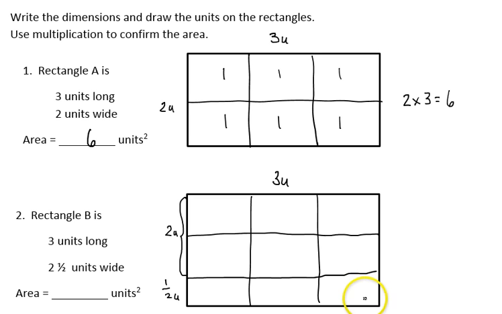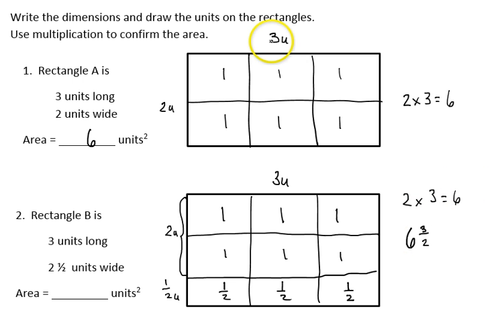Now let's start by counting the full square units. Just like above, in the 2 by 3 section, I have 1, 2, 3, 4, 5, 6, because 2 times 3 equals 6. But in this last strip, I have 1/2 and 1/2 and 1/2. I have 3 halves that make up that bottom strip. So my answer is 6 and 3 halves.